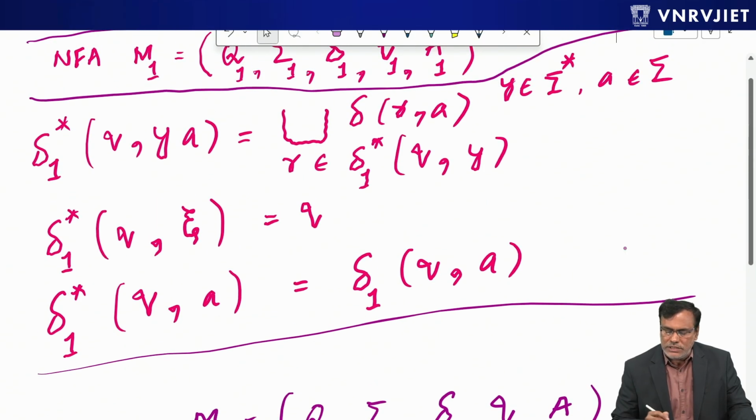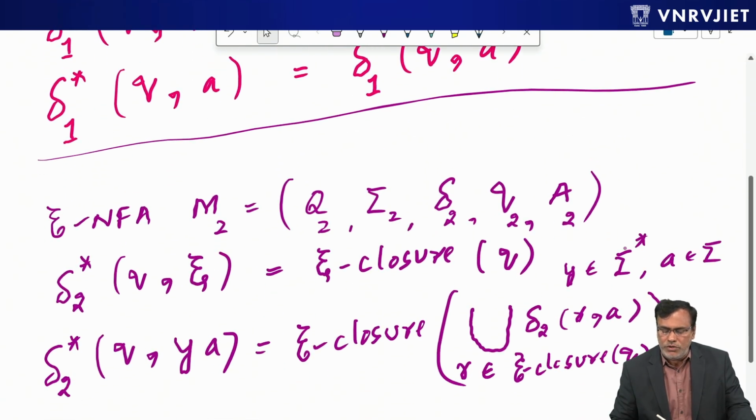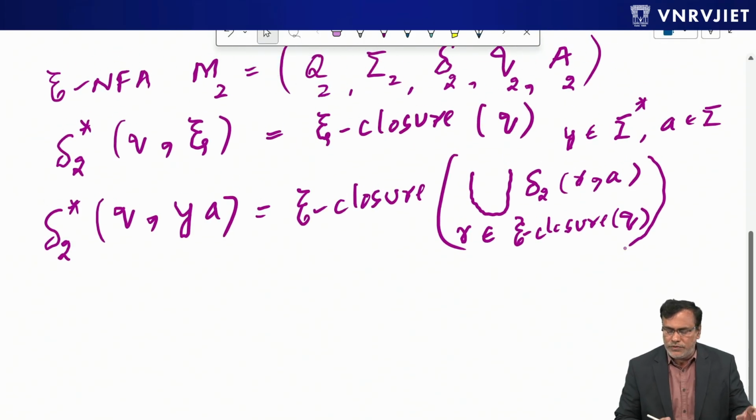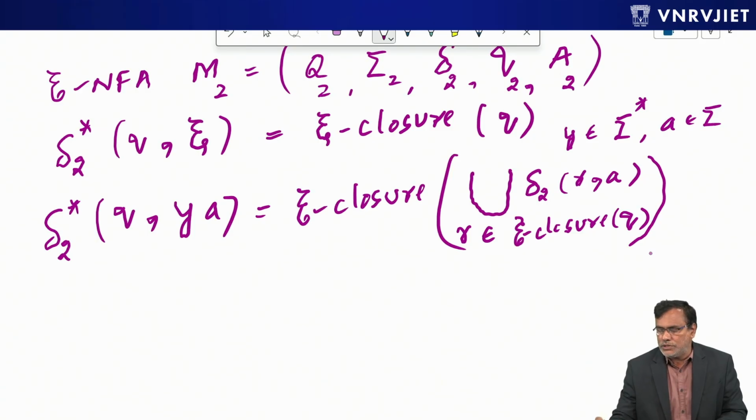That is this: delta 1 star of q, y, a is equal to the union over r belonging to delta 1 star of q, y of delta 1 of r, a. Delta 1 I am using for NFA, and delta 2 I am using for epsilon NFA. That is, delta 2 star of q, y, a is equal to the epsilon closure of the union over r belonging to delta 2 star of q, y of delta 2 of r, a. So with this knowledge, now we are going to prove that NFA and epsilon NFA both accept the same language.